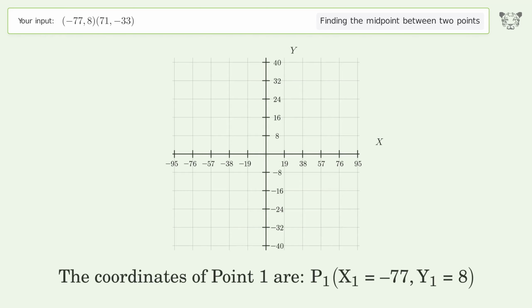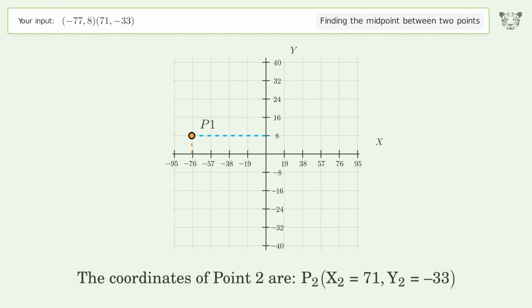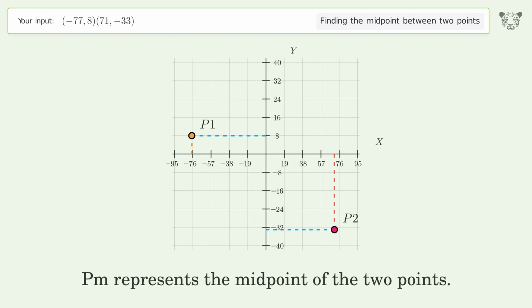The coordinates of point 1 are, x1 equals -77, y1 equals 8. The coordinates of point 2 are, x2 equals 71, y2 equals -33. PM represents the midpoint of the 2 points.